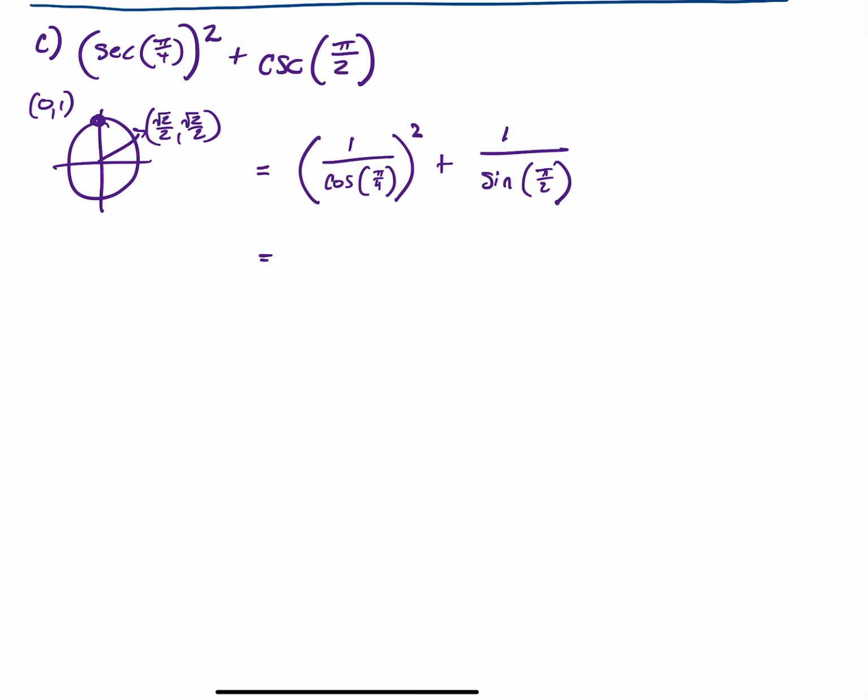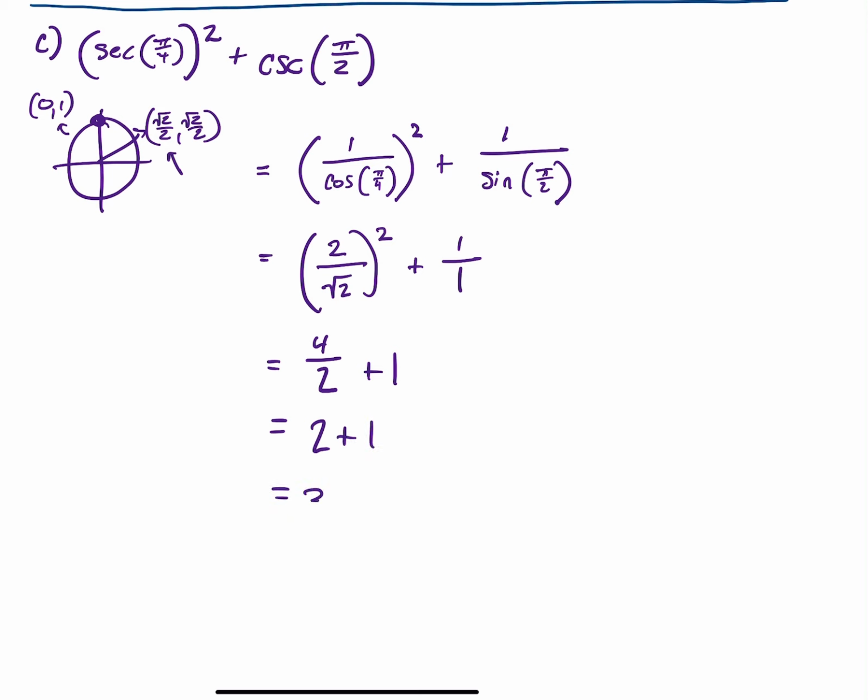So for pi over 4, the cosine is the x-coordinate, and we want the reciprocal, so this will be 2 over root 2, squared, plus 1 over the sine of pi over 2. Sine is the y-coordinate there, so this will be 1 over 1. This will give us 4 over 2, because we squared the numerator and the denominator. 2 squared is 4, root 2 squared is 2, plus 1. 4 divided by 2 is 2, so 2 plus 1 is equal to 3.